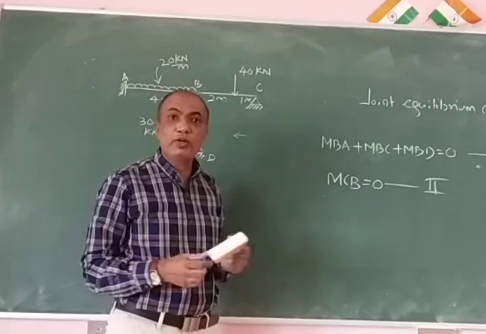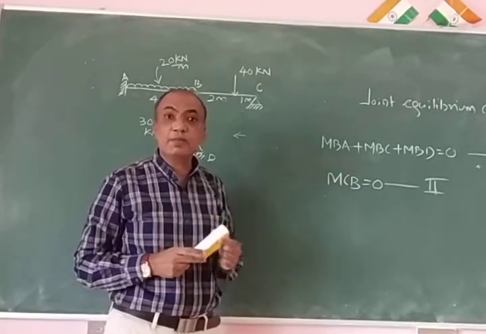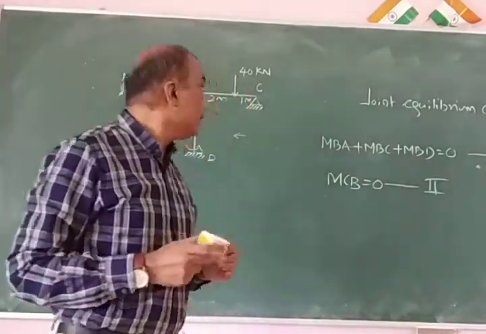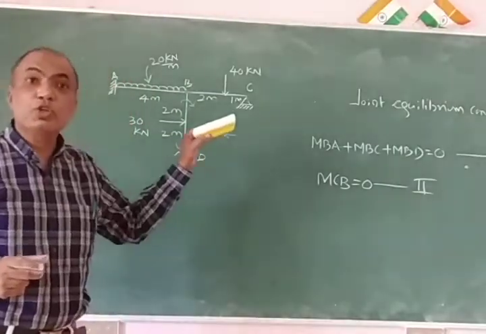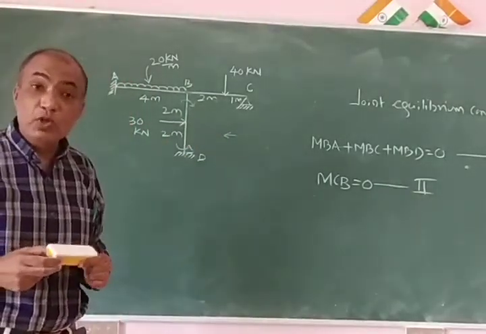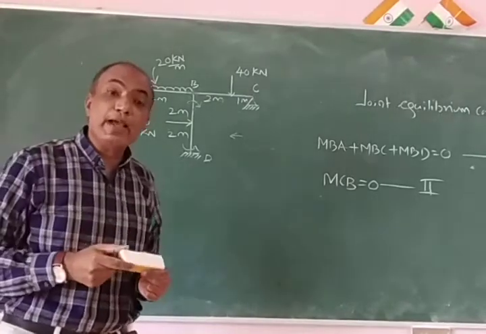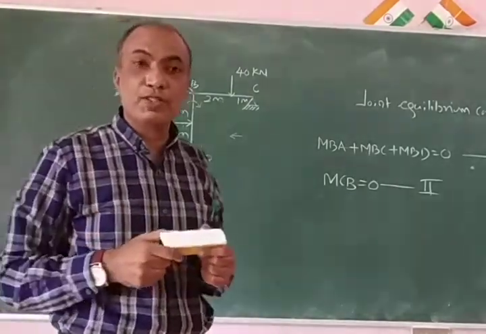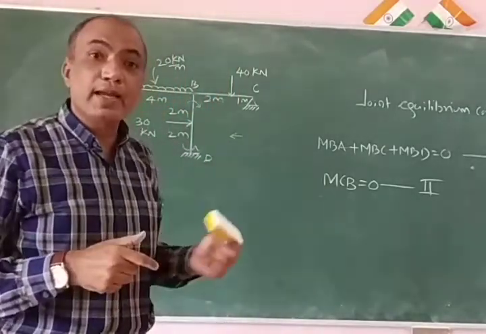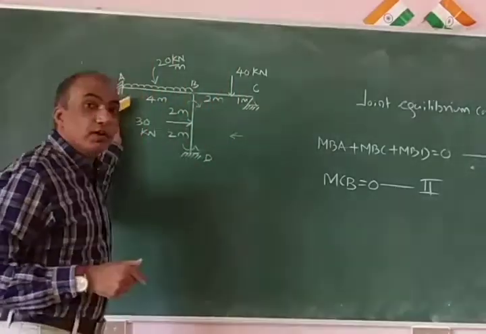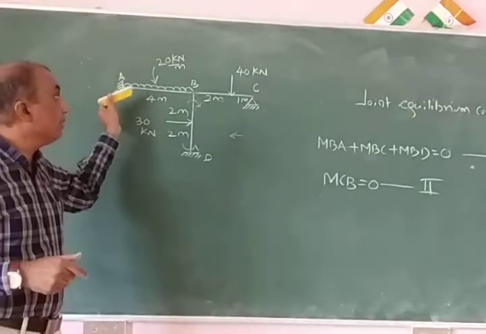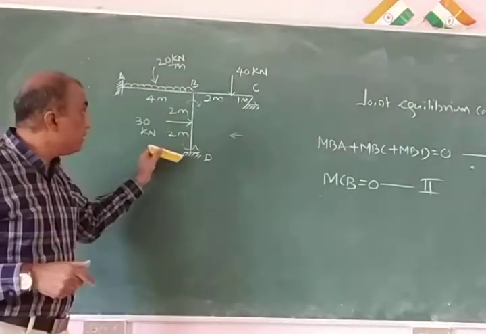When you simplify, you are going to get two simultaneous equations in terms of EI theta B and EI theta C. Solve them. You are going to get EI theta B, EI theta C. Once you know them, what you need to do? You have to substitute them back in all the 6 slope deflection equations and get the moments for all the members: MAB, MBA, MBC, MCB, MBD, MDB.